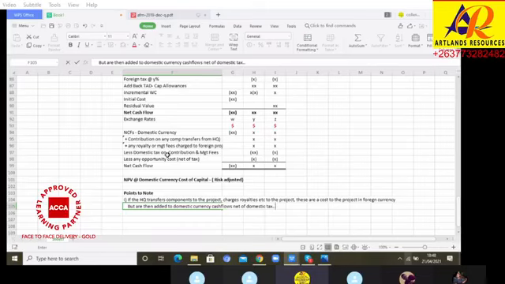Only so on component transfers, comma, only after tax contribution is added. After tax contribution is added to domestic currency cash flows.